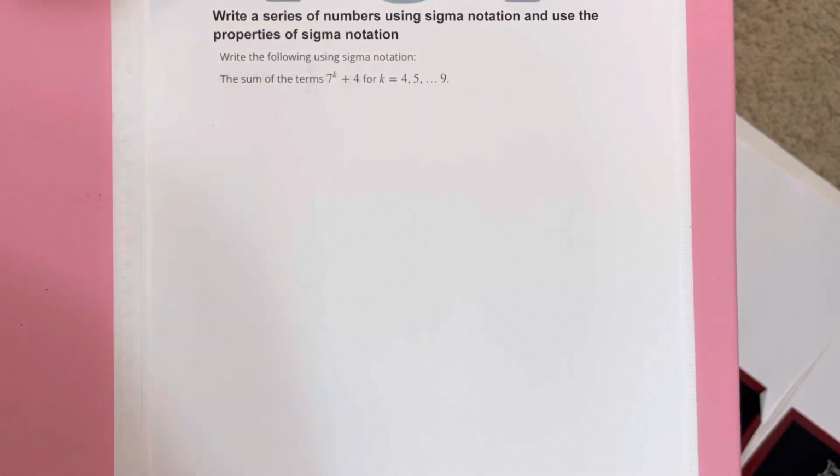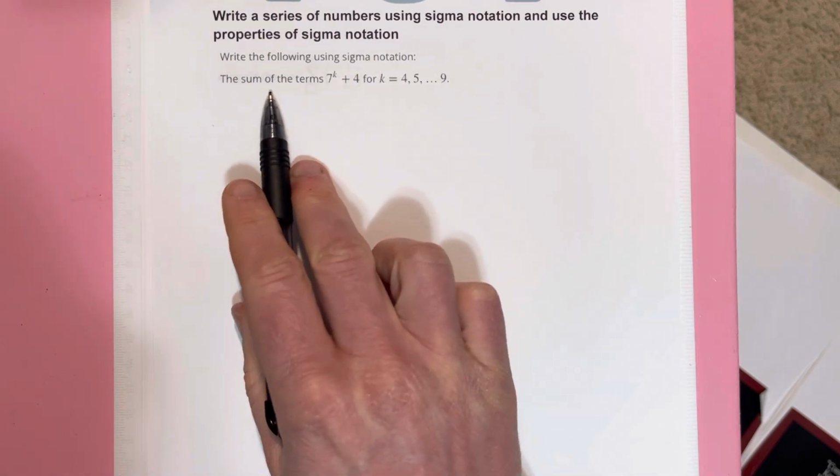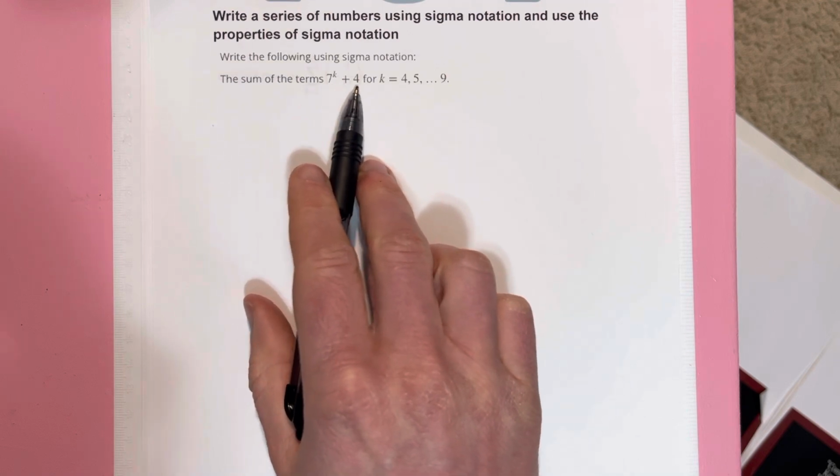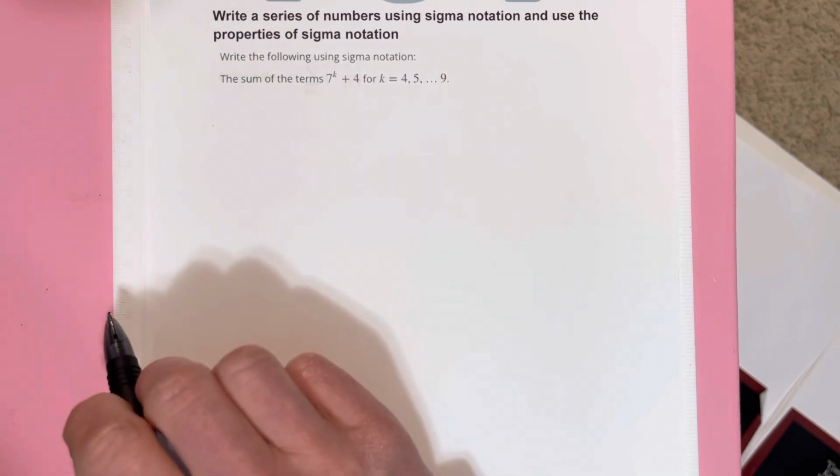In this video, we're going to write a series of numbers using sigma notation and use the properties of sigma notation. It says write the following using sigma notation. The sum of the terms 7 to the k plus 4 for k equals 4, 5 to 9.